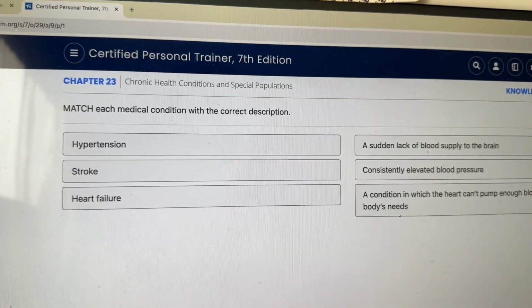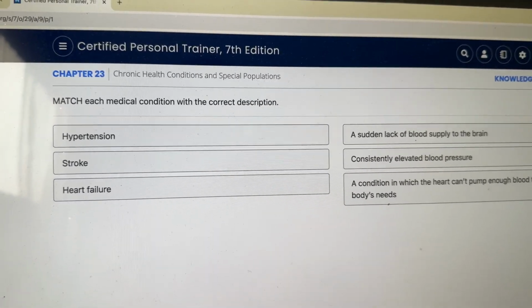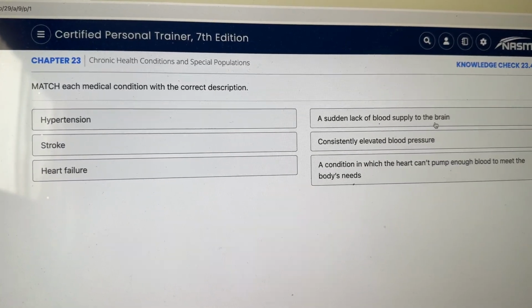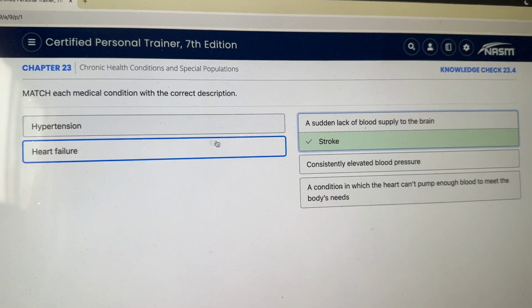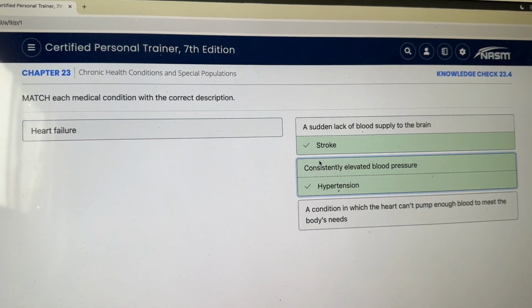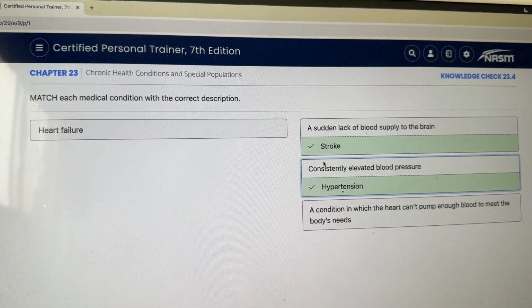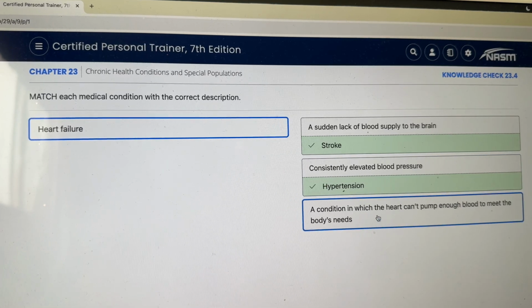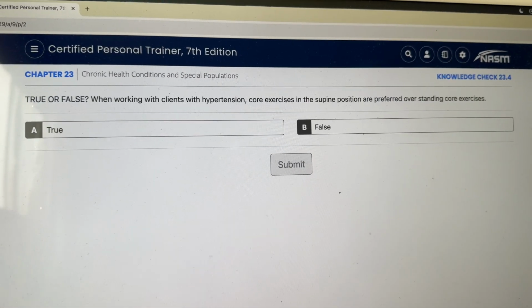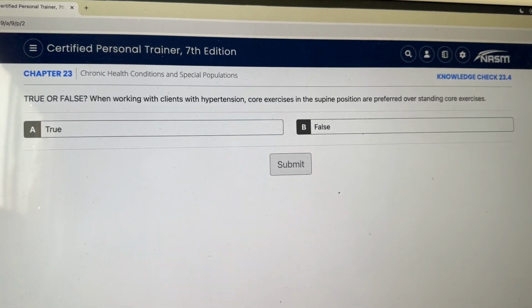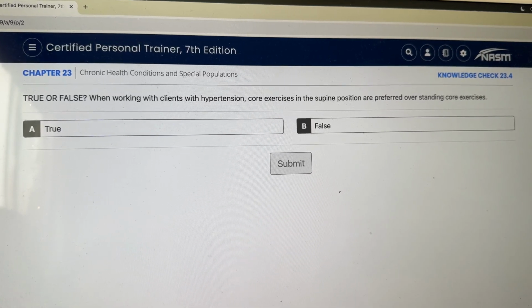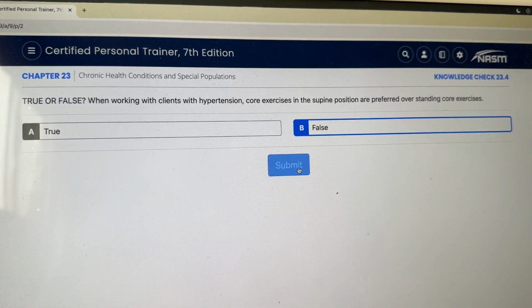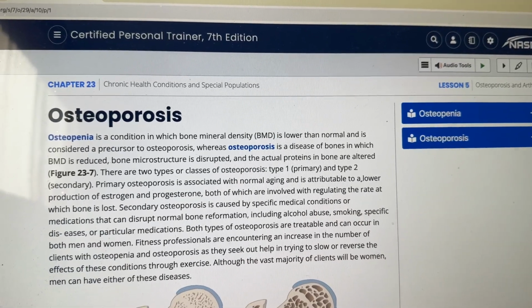Here we go. Match each medical condition with the correct description. A sudden lack of blood supply to the brain. Stroke. Consistently elevated blood pressure, hypertension. A condition in which the heart can't pump enough blood to meet the body's needs, heart failure. True or false? When working with clients with hypertension, core exercises in a supine position are preferred over standing core exercises. False.